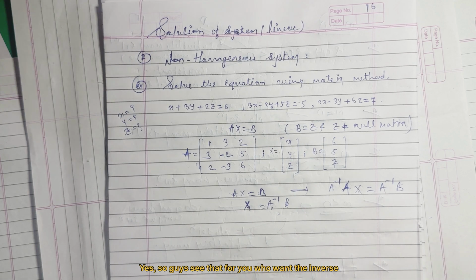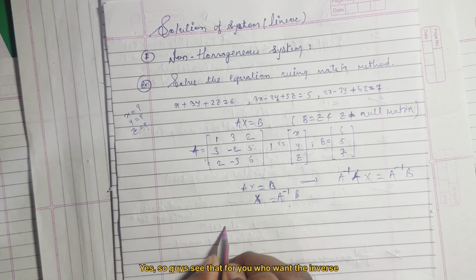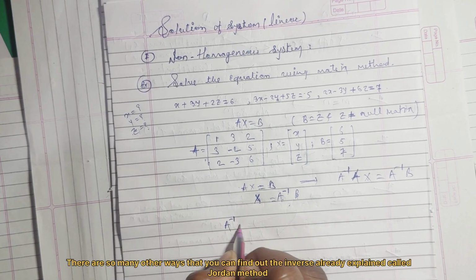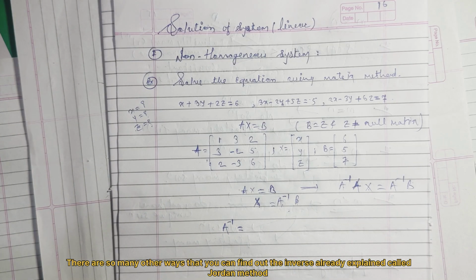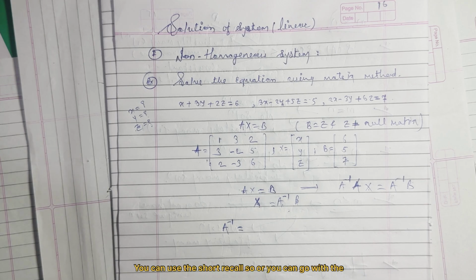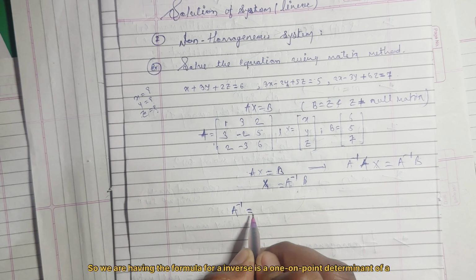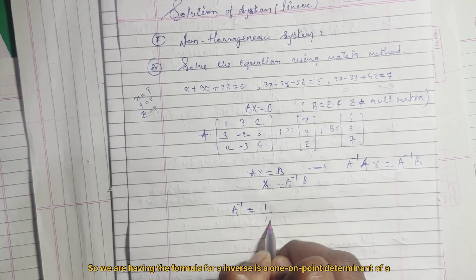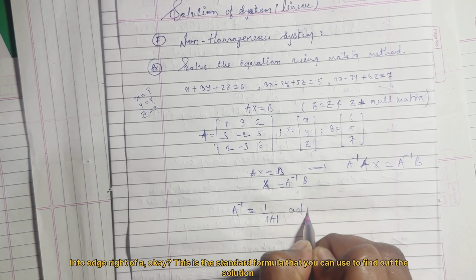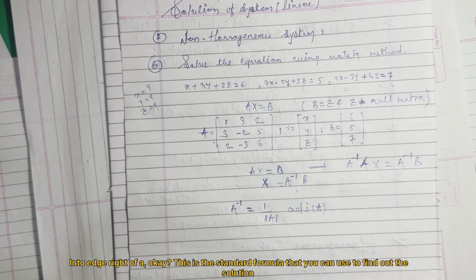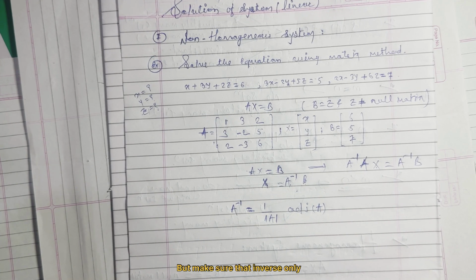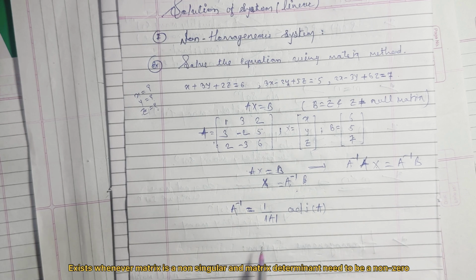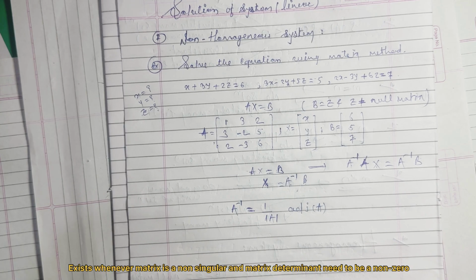So guys, if you want the inverse, there are many ways to find it. I already explained the Gauss-Jordan method. You can use the short trick, or you can go with the minor cofactor method, like the adjoint of matrix method, for finding the inverse. We have the formula: A inverse is 1 upon determinant of A into adjoint of A. This is the standard formula you can use to find the solution. But make sure the inverse only exists whenever the matrix is non-singular, and the determinant needs to be non-zero.